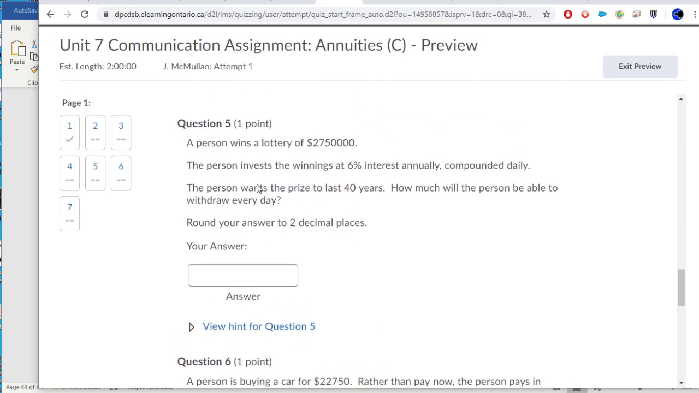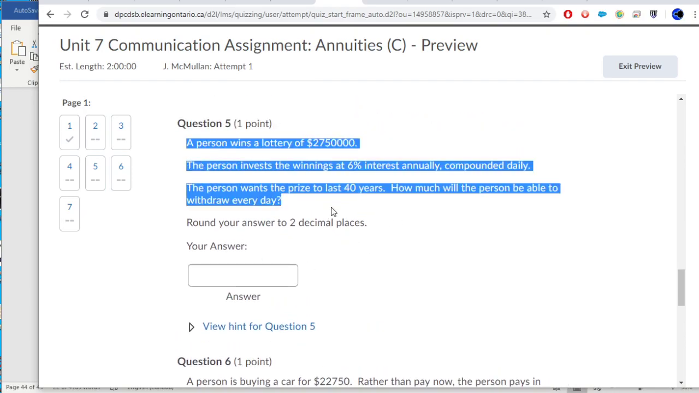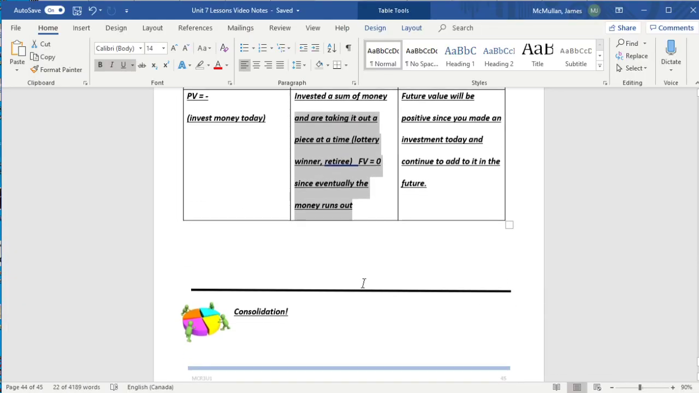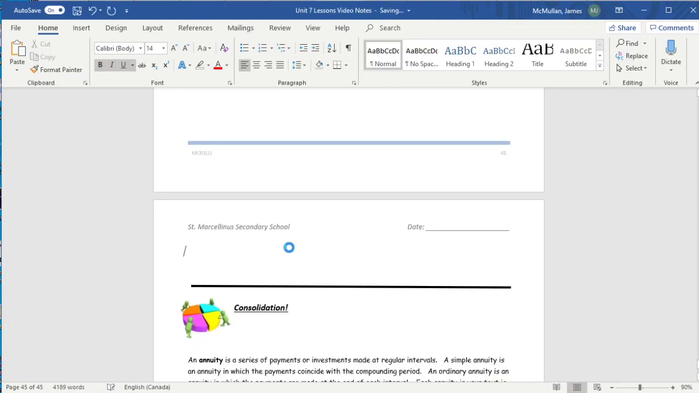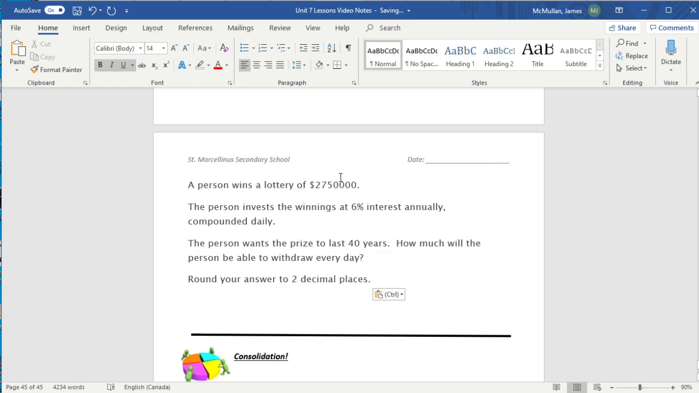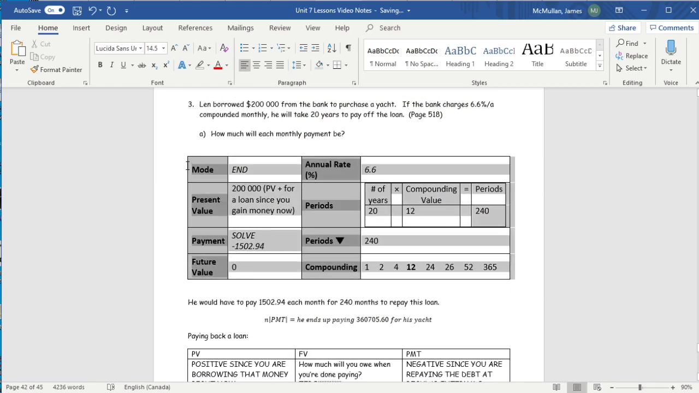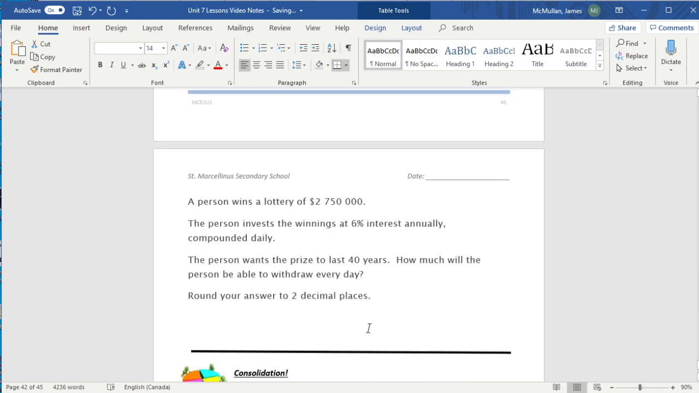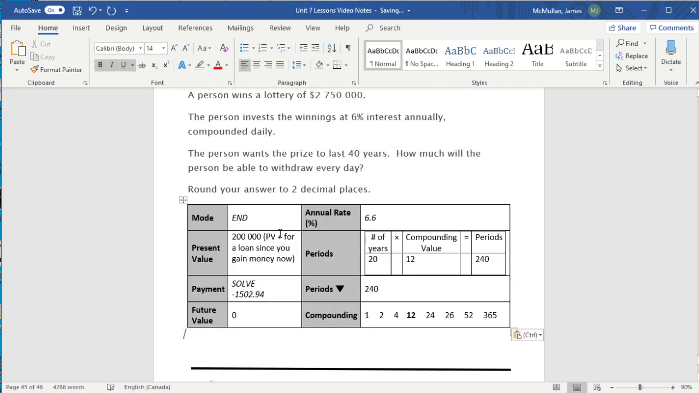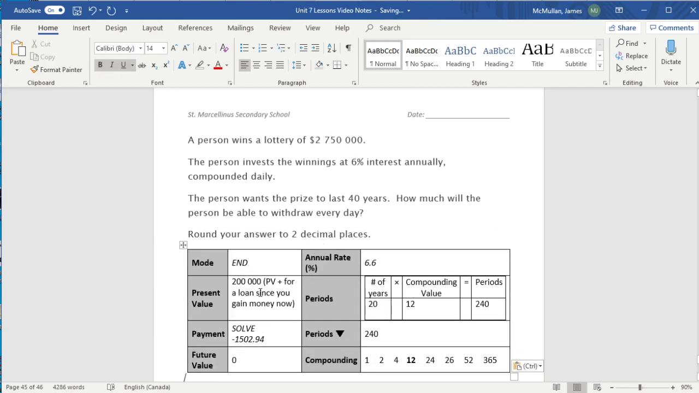Okay, let's try this lottery question. So let's just copy paste it for now. A person wins the lottery of $2,750,000. They invest the winning at 6% interest annually, compounded every day. The person wants the prize to last for 40 years. How much will the person be able to withdraw every day? Okay, so let's use our chart and let's answer it. Mode is end because mode is always end.